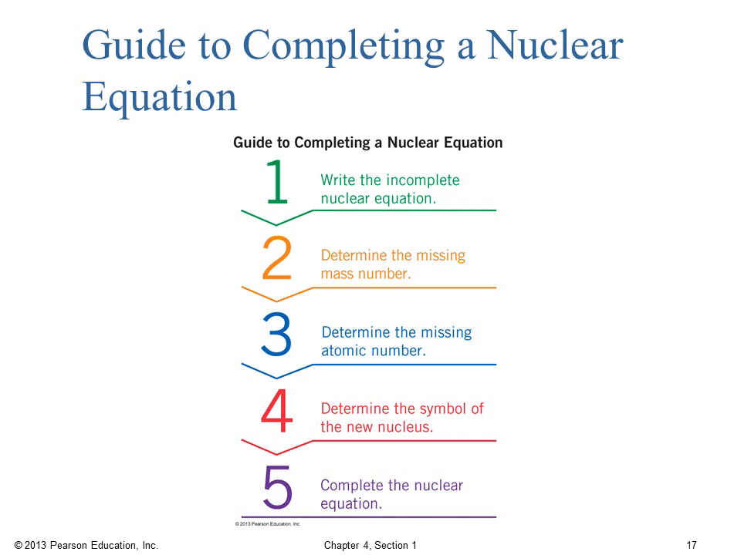So here's a quick guide on the steps that you can follow. First, write the incomplete nuclear equation. Write down what you know: what you're starting with, what you're ending with, and what type of decay you have. Then two, determine the missing mass number. Look at what isotope you start with and what isotope you are ending with. Look at what the difference is. How are you going to get both sides to be equal? Same thing is done with the atomic number. Then once you know the atomic number, you can figure out the symbol of the new nucleus, the new atom, and then lastly, complete the nuclear equation.